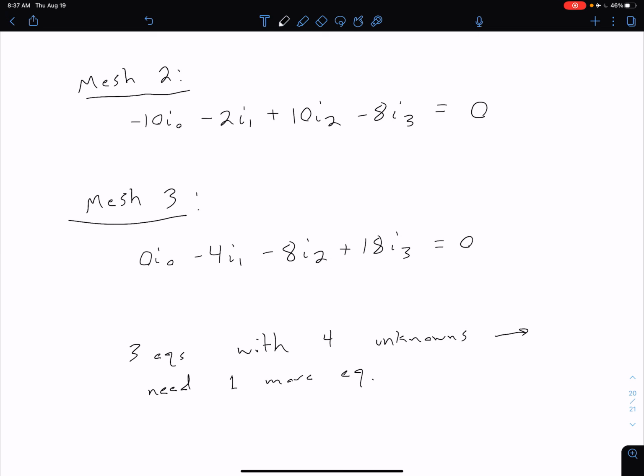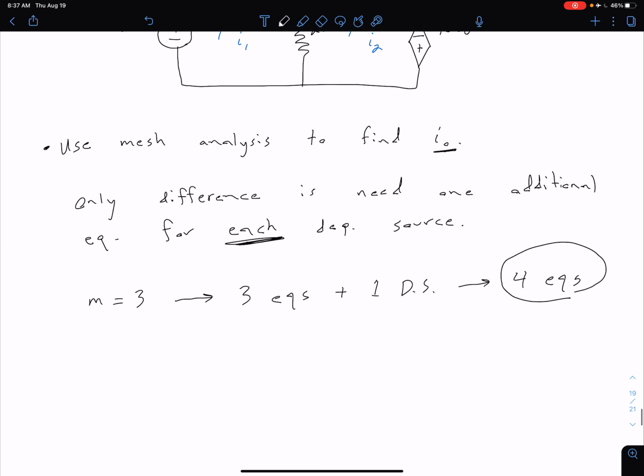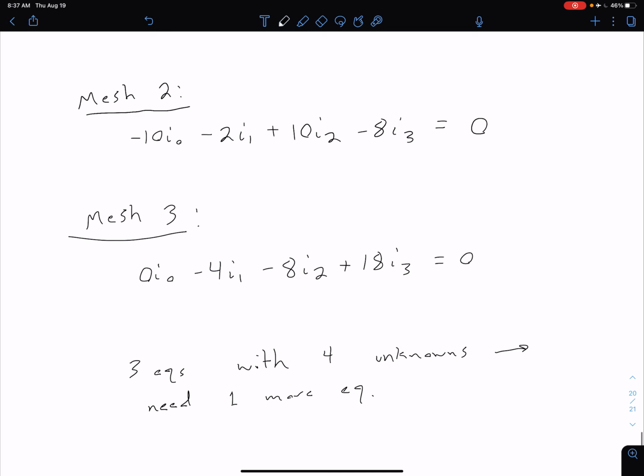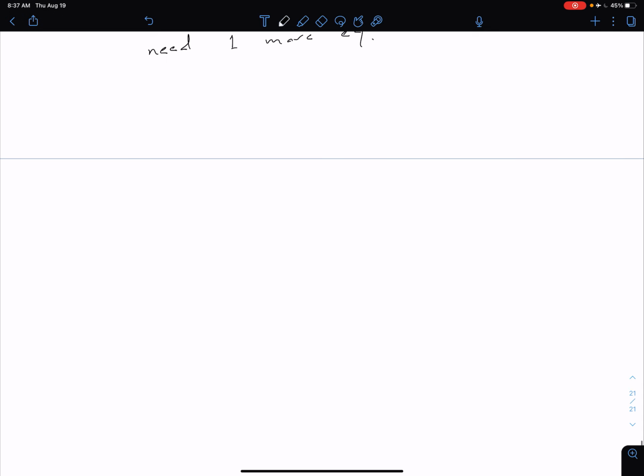And so that's sort of what we expected from the outset, because remember we said that we need 4 equations, 3 of them from our mesh currents and 1 additional one from our dependent source. So this is just confirming what we knew from the beginning, and of course our unknowns are I naught, I1, I2, and I3.